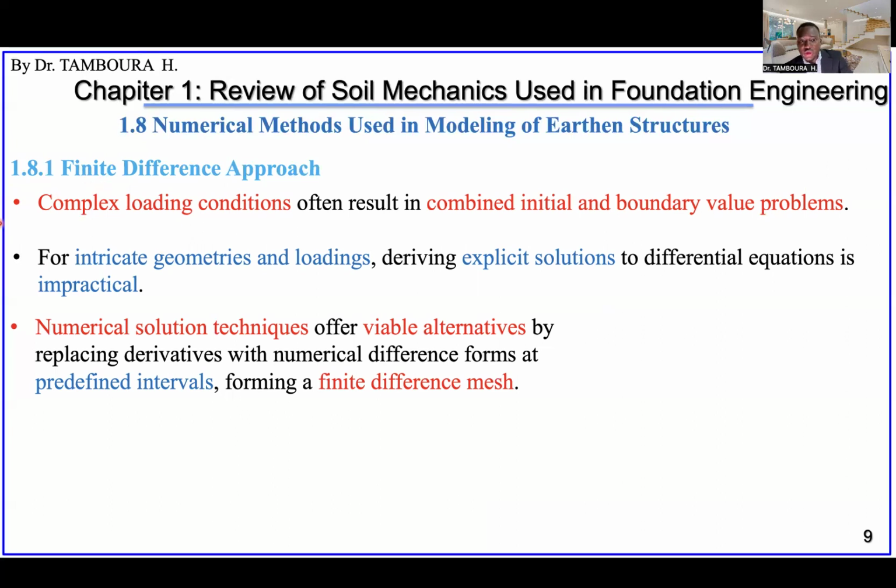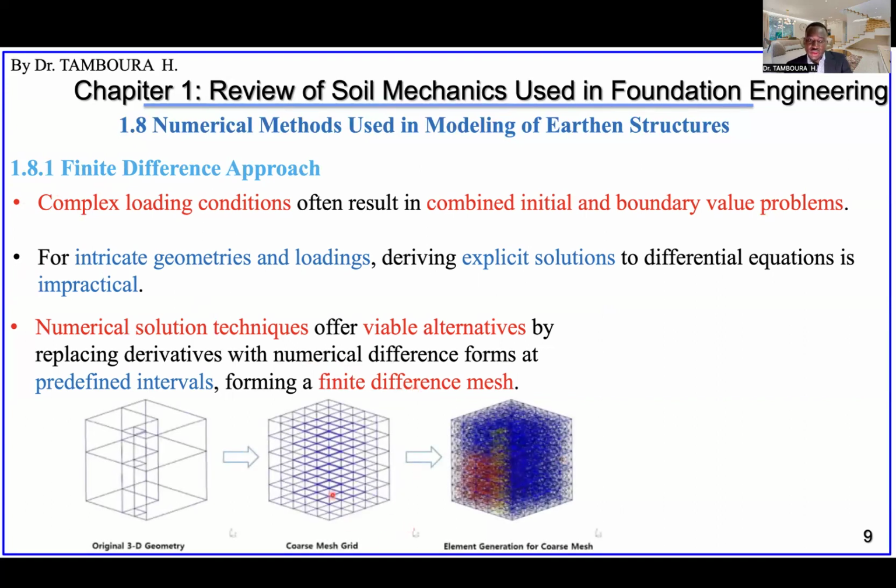Okay, so here we are talking about finite difference mesh. This is how it works. This is just an illustration, okay? So you have your geometry, for example, the original 3D geometry. Then you divide it into small pieces, small predefined intervals. You see the predefined interval here. So that is forming a finite difference mesh. And you can even make it like this. This is a coarse mesh. That one is the element geometry form for the coarse mesh. Okay.